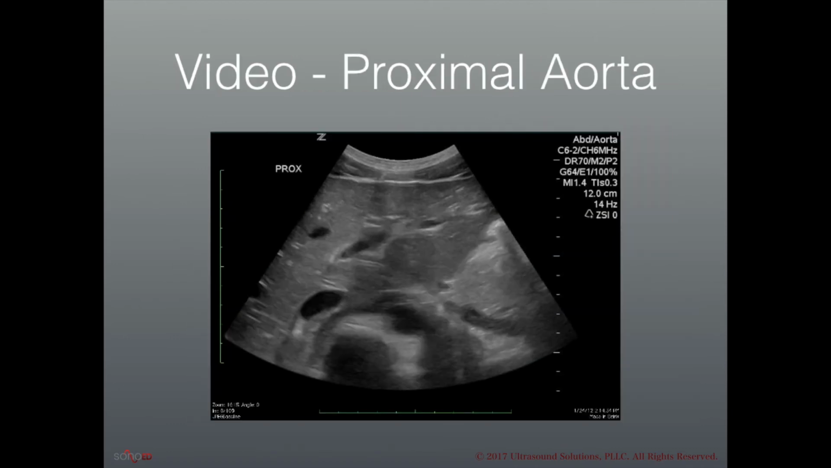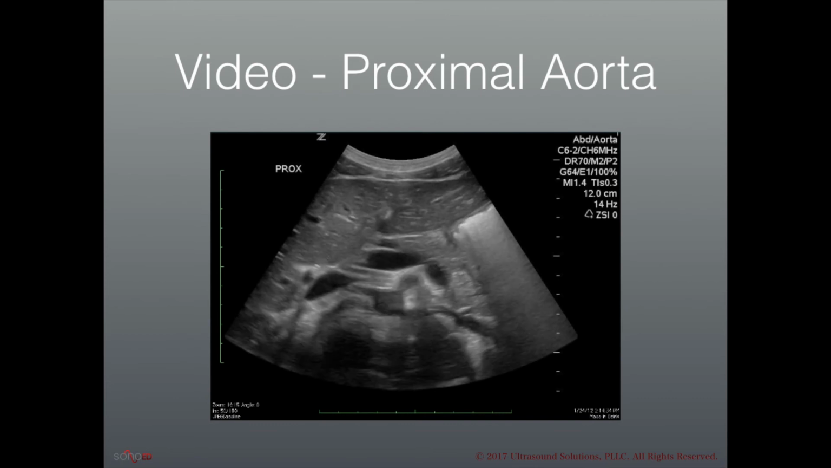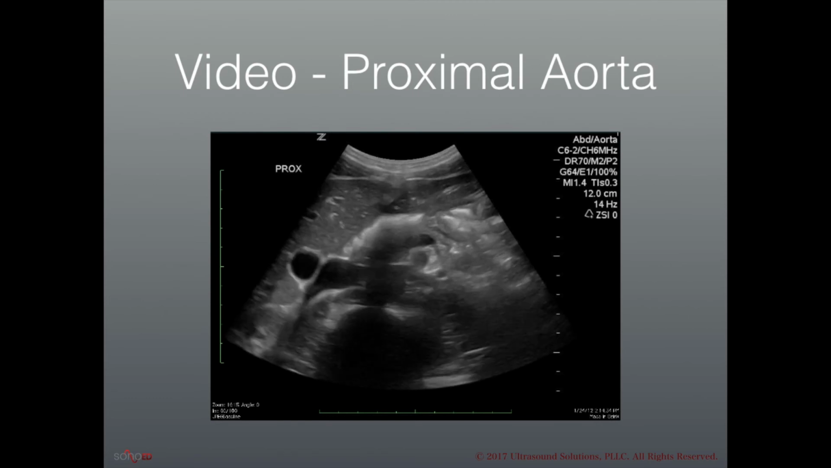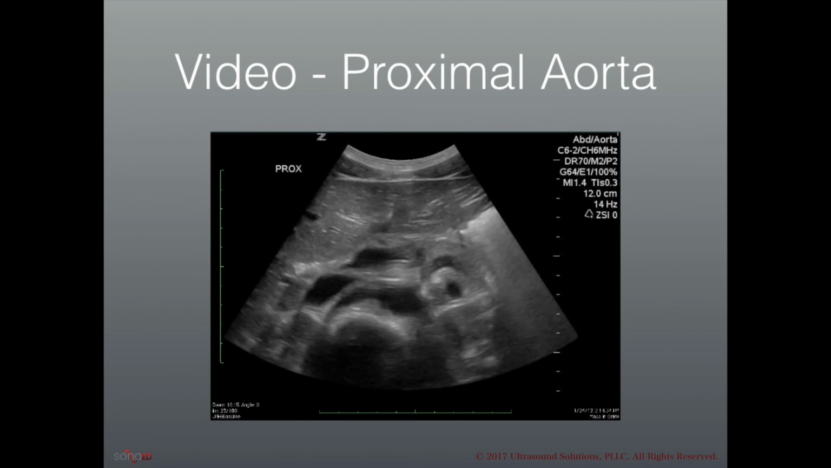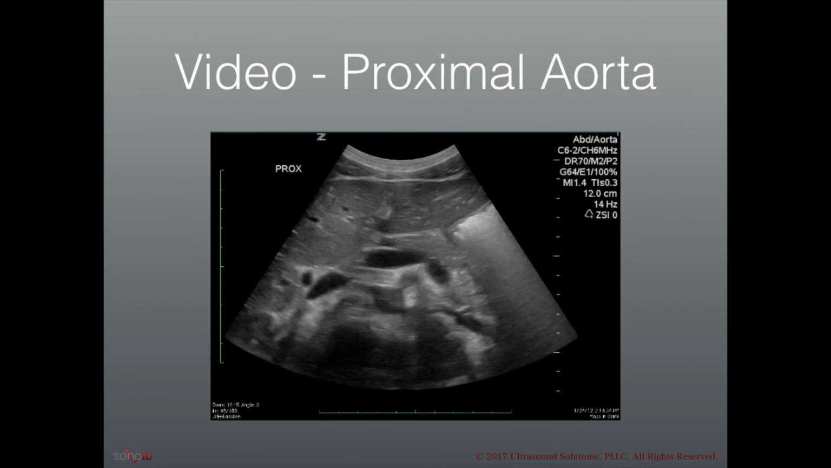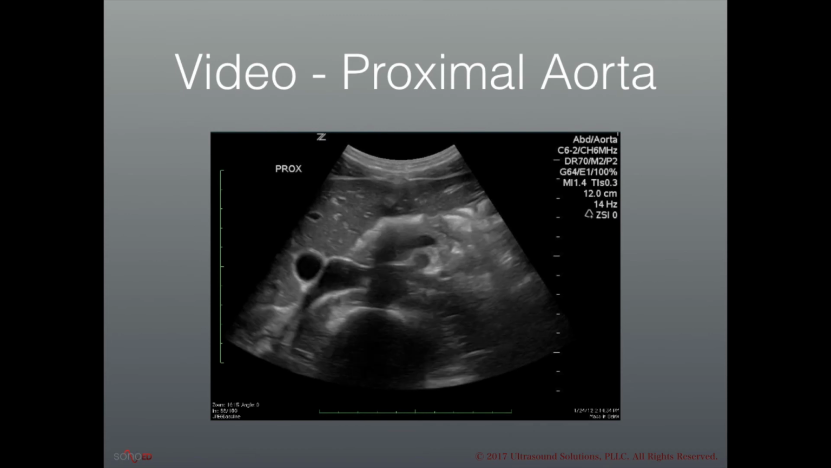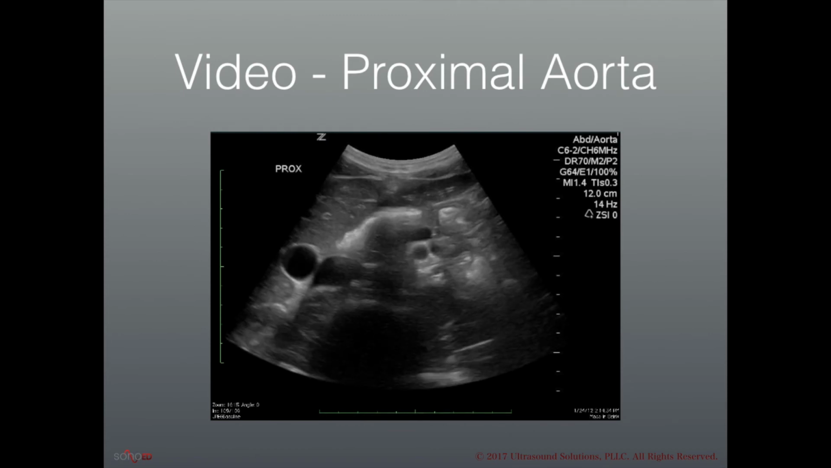Let's look now at some examples. Here's a video of the proximal aorta. Be sure that you can identify all of your landmarks: the spine shadow, the aorta, the IVC, as well as the branches of the aorta. We see here the celiac trunk and now the SMA. Remember, the celiac trunk looks like a seagull's wings and the SMA looks like a mantle clock.